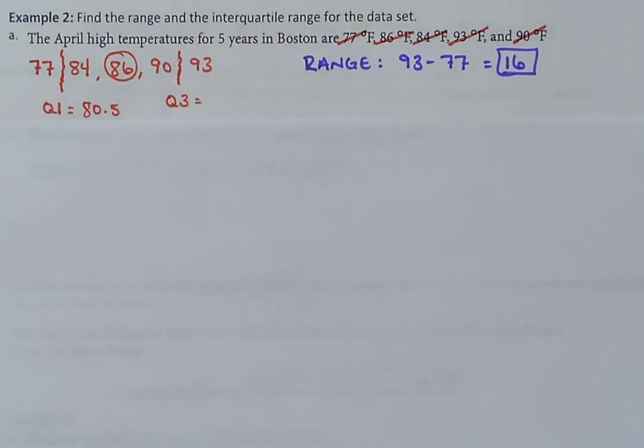Sometimes you will result in a number from the data set. It will appear right there, so you don't have to worry about adding the two numbers and then dividing every time.